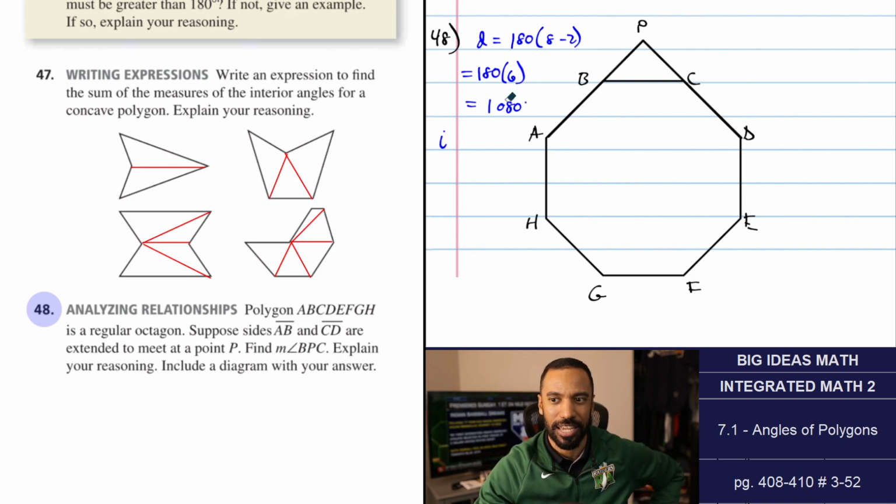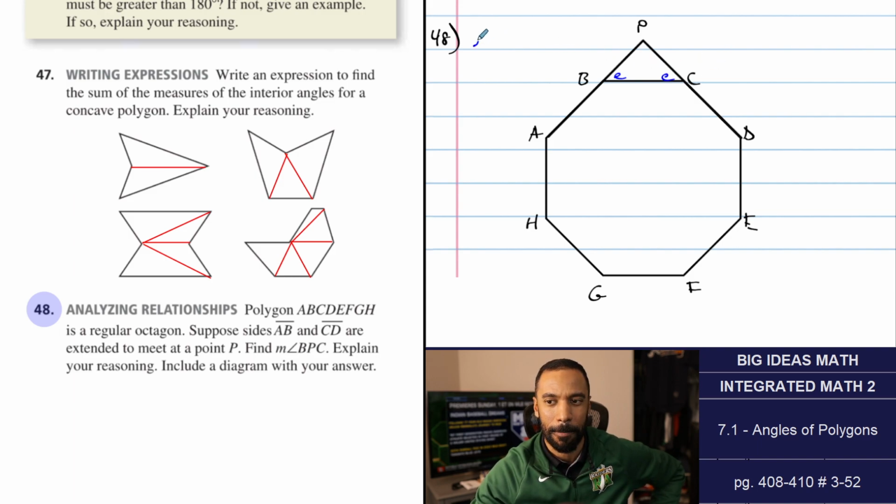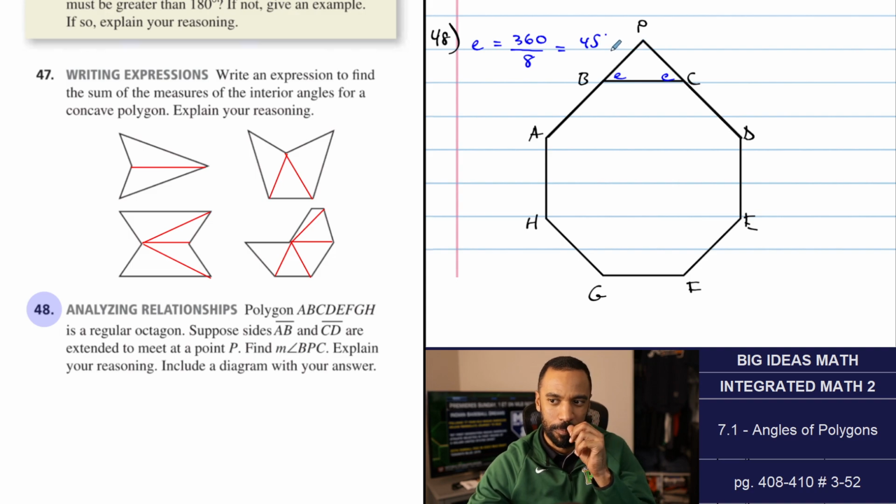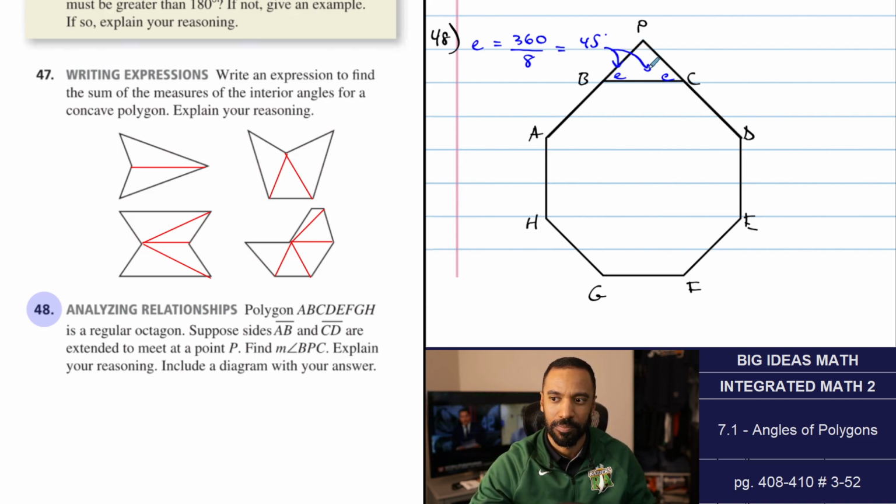I was going to get to the exterior, but I was going to satisfy their needs, but I forgot. We just extended sides, which means we have exterior angles. Here's an exterior angle. Here's an exterior angle. Let's go straight into it. An exterior angle of a regular polygon is 360, in this case divided by 8, which is 45. These are each 45 degrees.